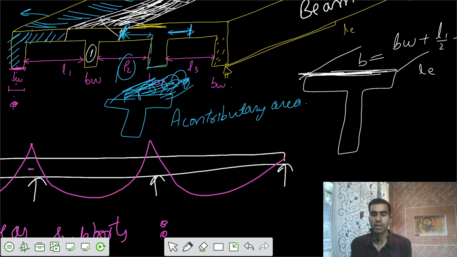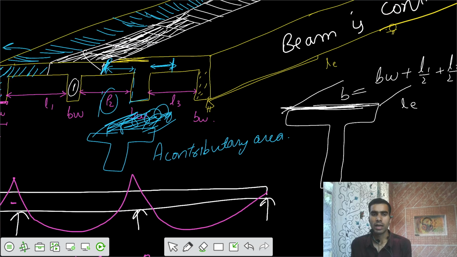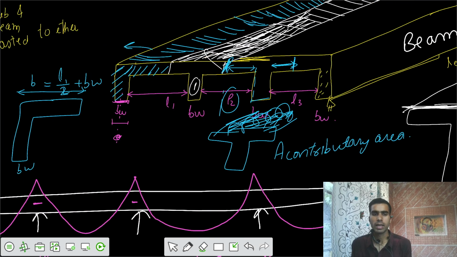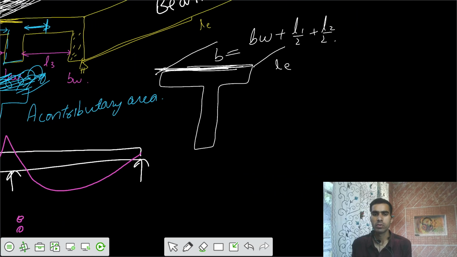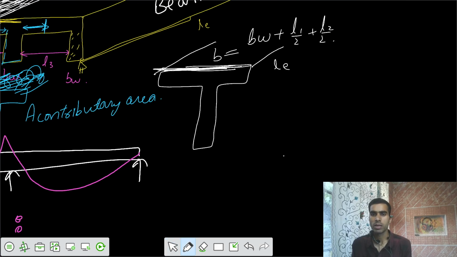Now if you want to design these entire beams, either it can be L type or it can be T type. So we have two different types of flanged beams formed. One is your L type and the next one is your T type beam.